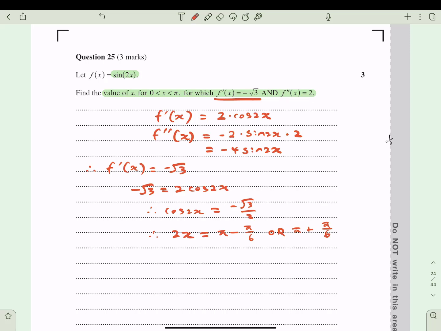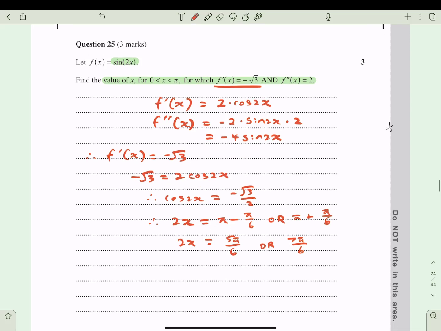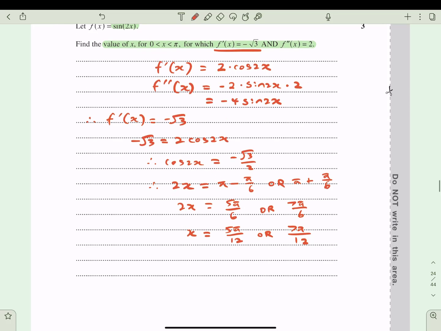So if 2x equals pi minus pi on 6, that's going to equal 5 pi on 6, or 7 pi on 6. Okay, so that's 2x. Now, since we are concerned with x, we should divide both sides by 2. x is equal to 5 pi on 12, or 7 pi on 12. So that's my 2 possible values of x for now.